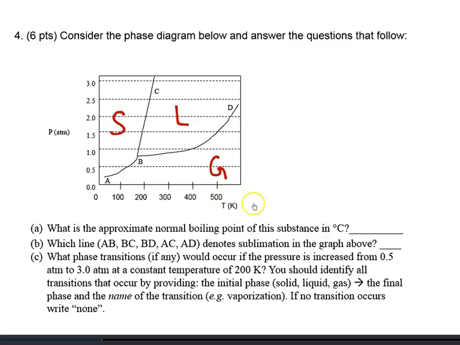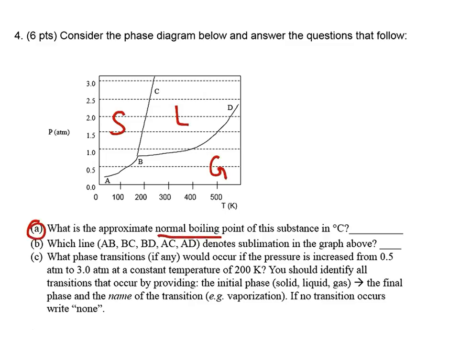And the gas is present at either high temperature or low pressure. So either one of those ways to remember. A few of you had these mixed up, but it's pretty important that you remember where they go. What is the approximate normal boiling point of this substance in degrees Celsius?